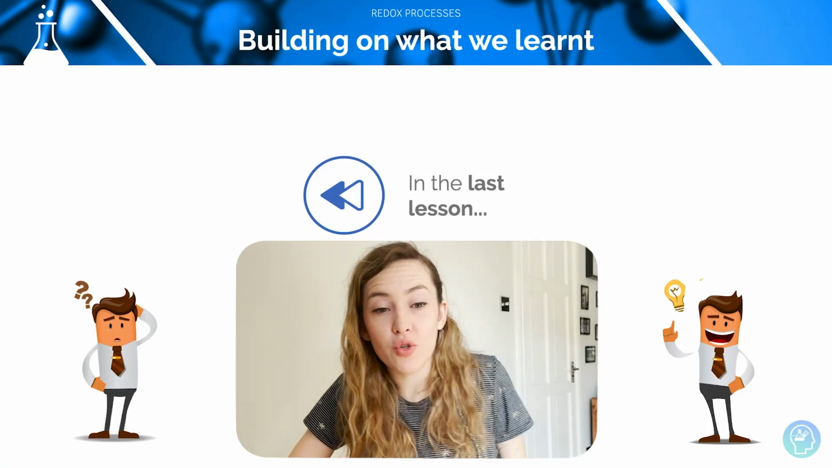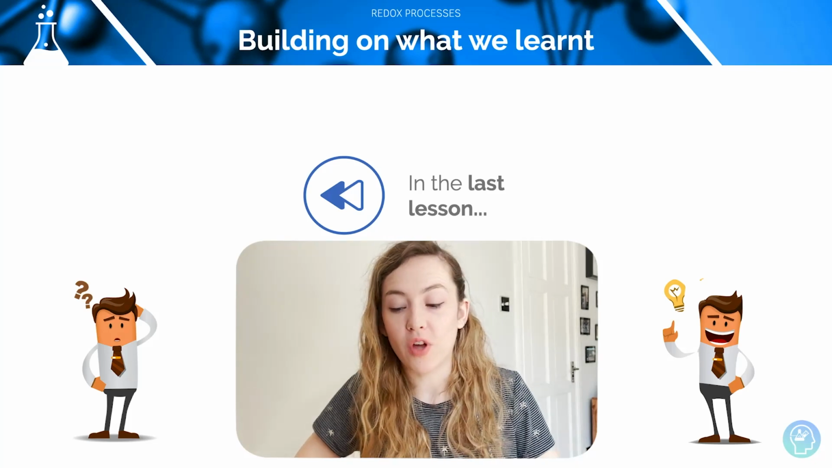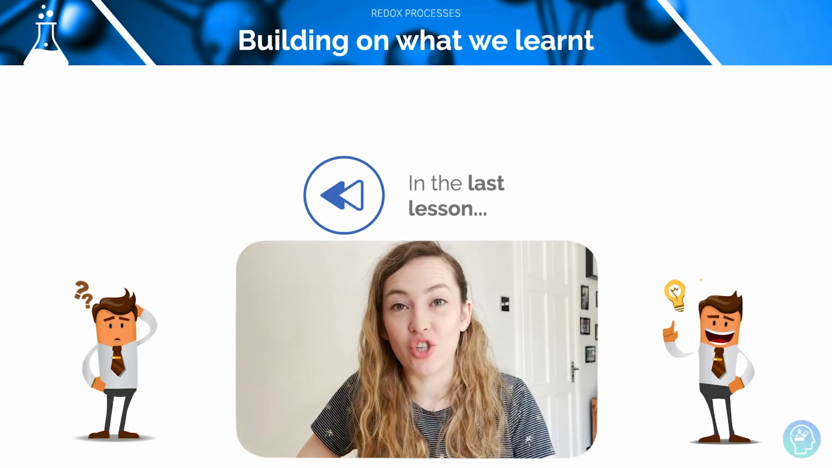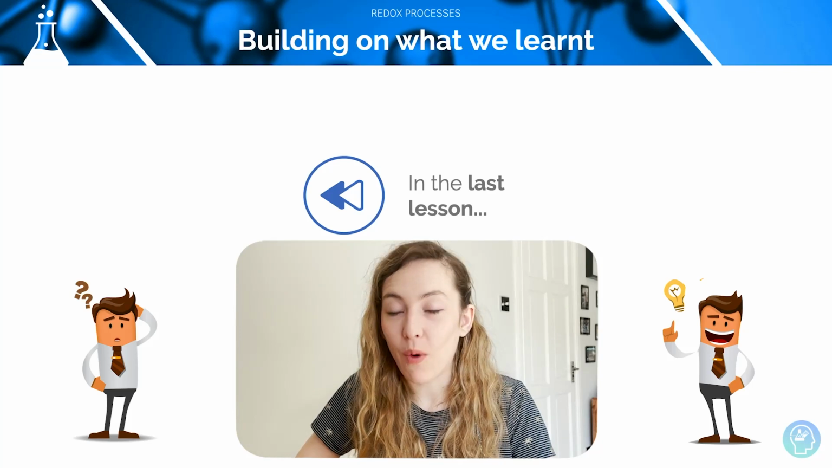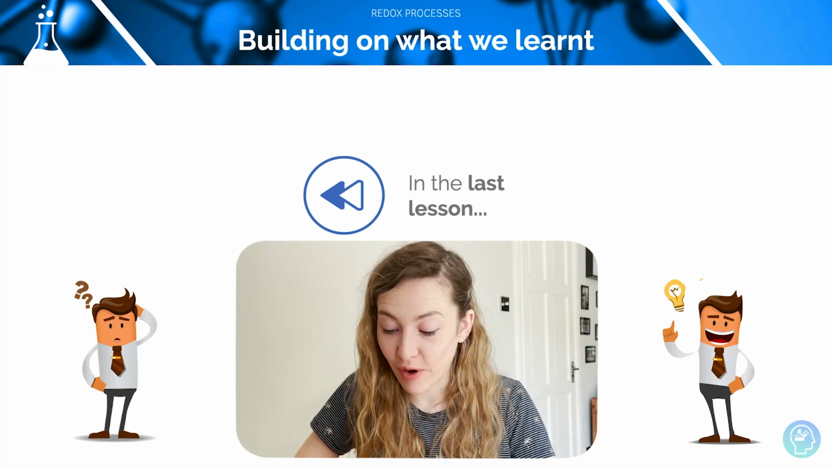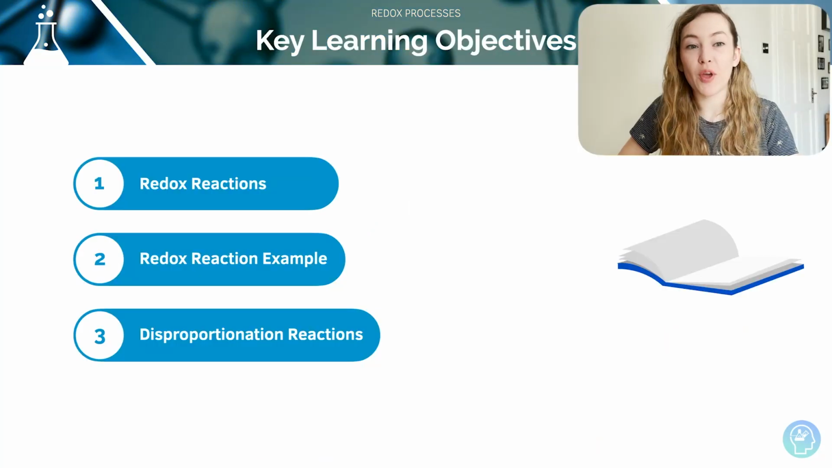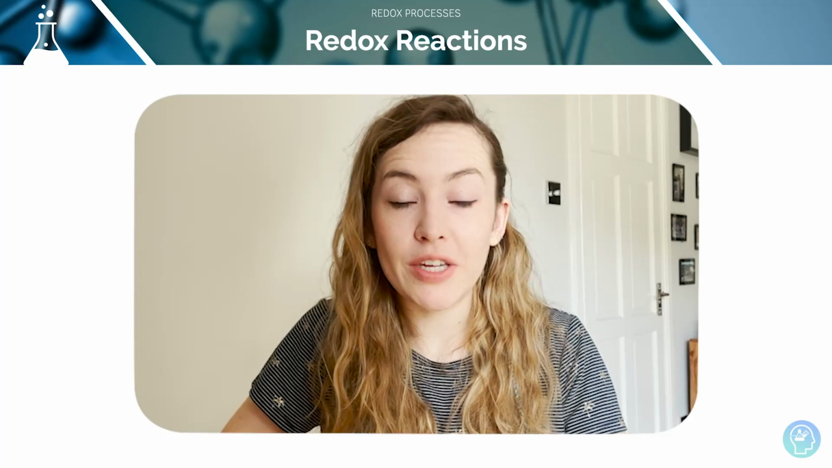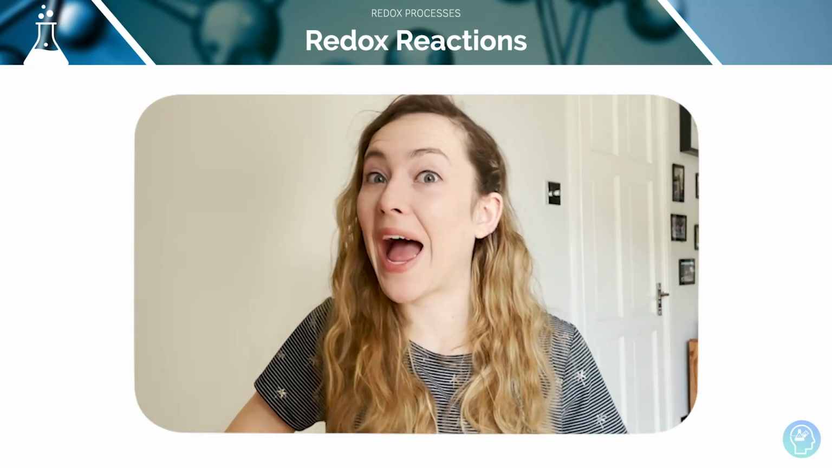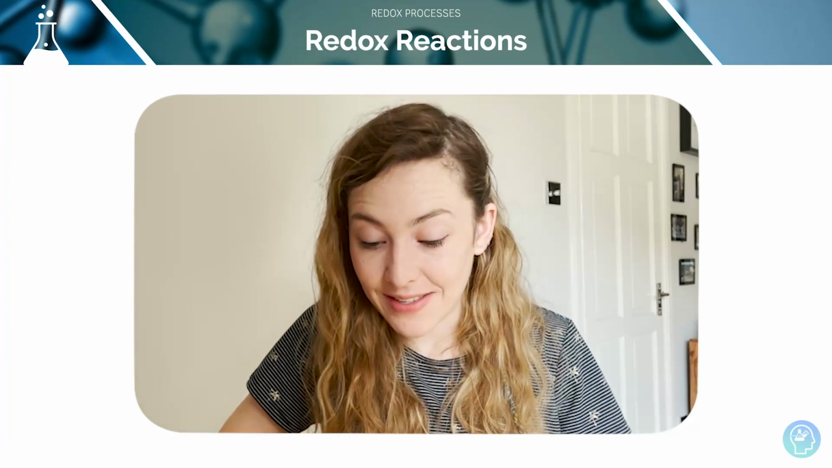In the previous tutorial, we learned about redox in general and how to assign our oxidation numbers and identify redox reactions. Here we're going to have a look in a little bit more detail, and also at disproportionation reactions as well. A reminder that a redox reaction is when we've got reduction and oxidation happening at the same time.